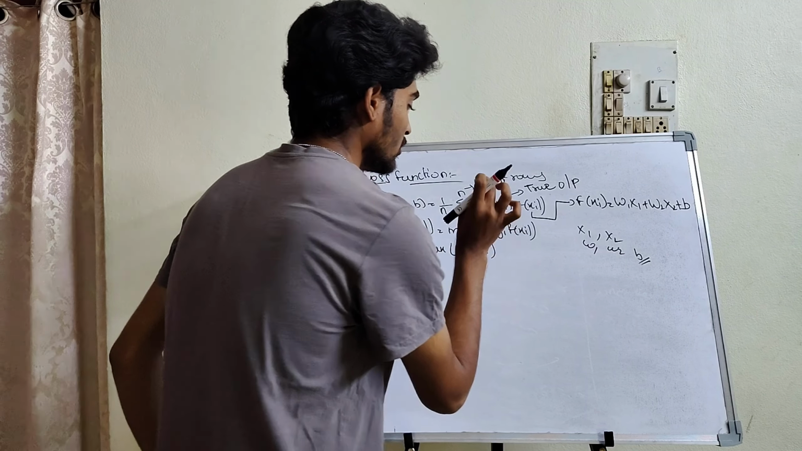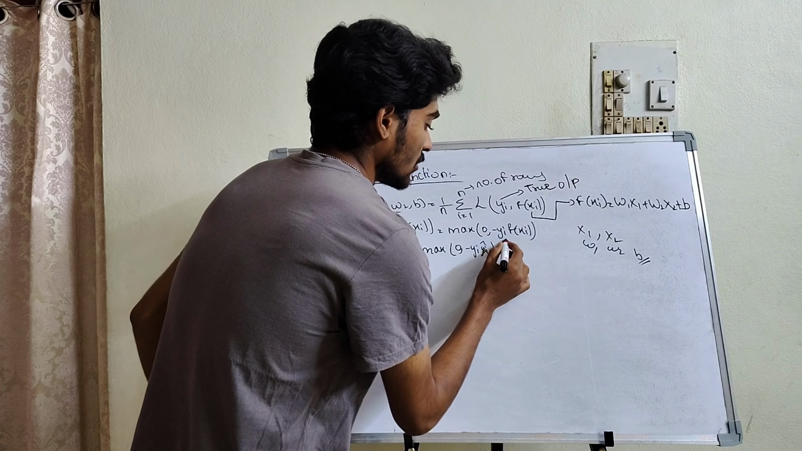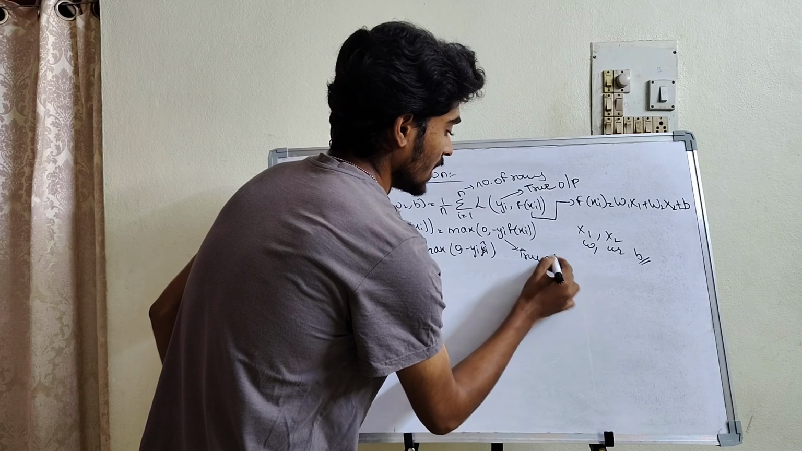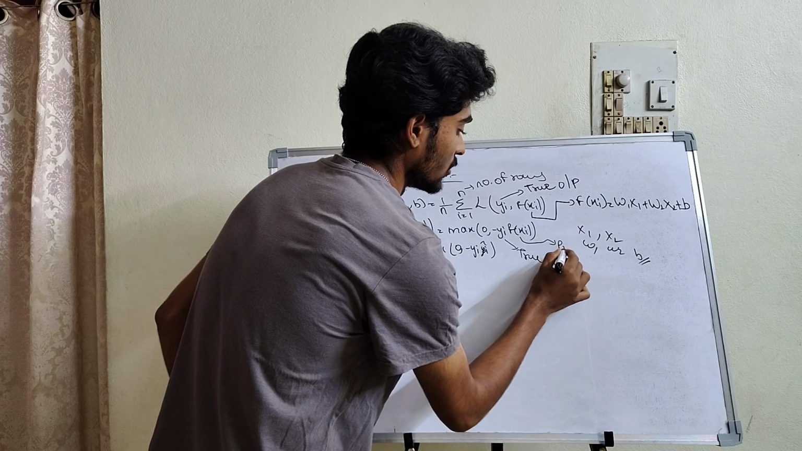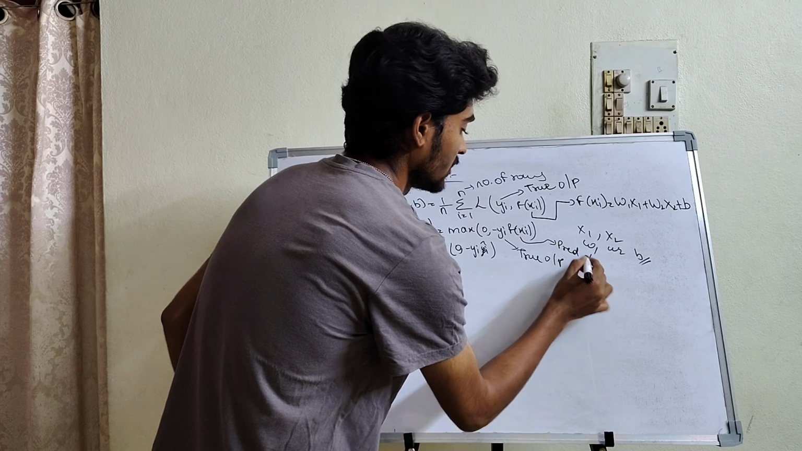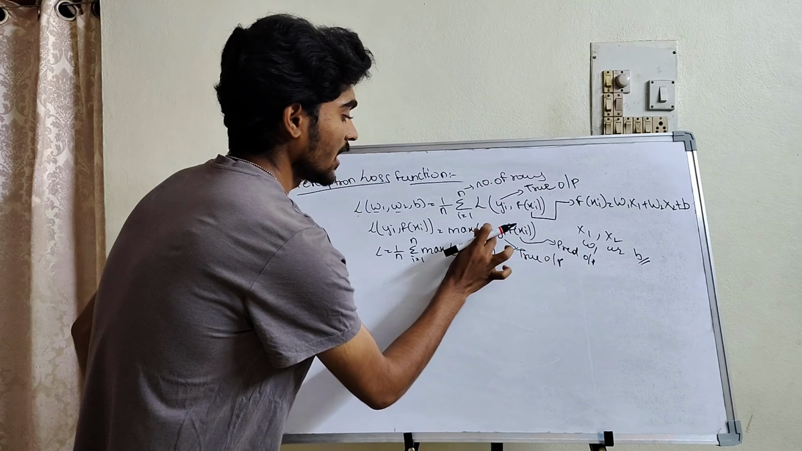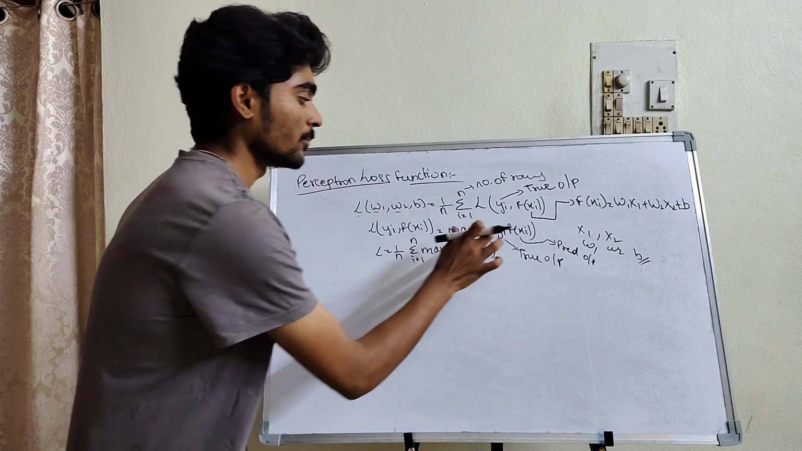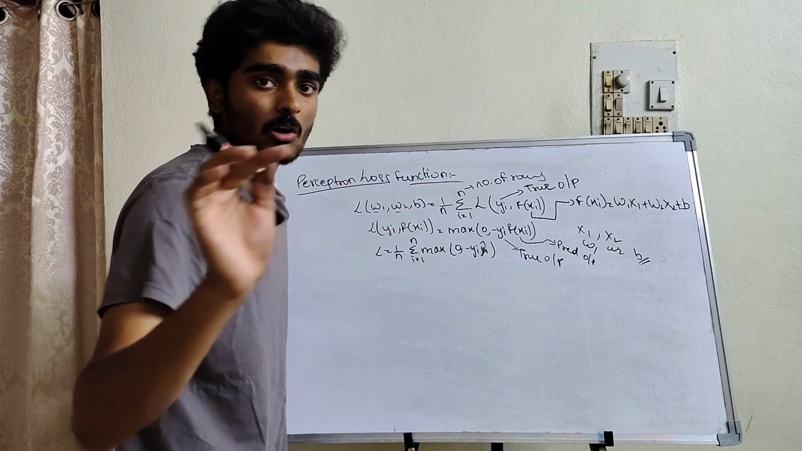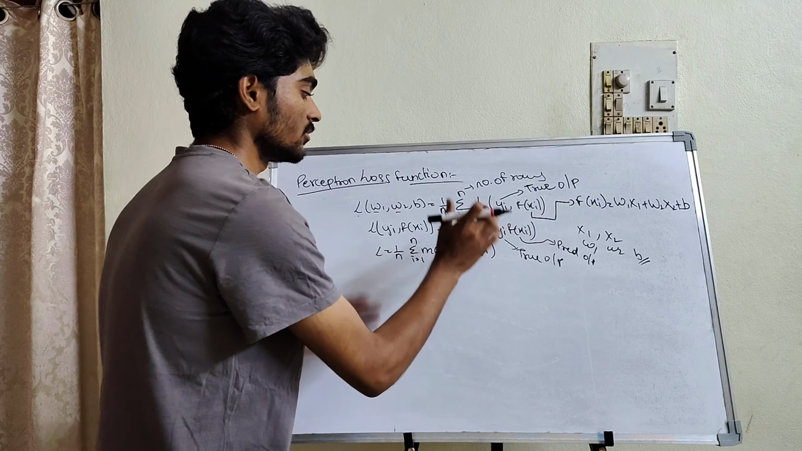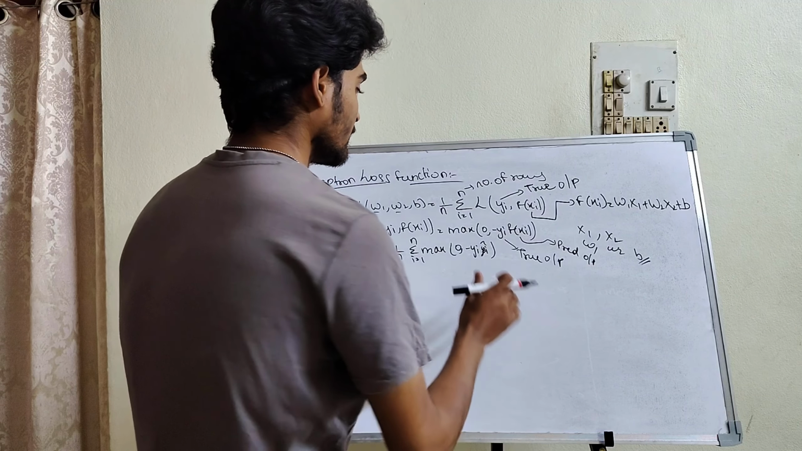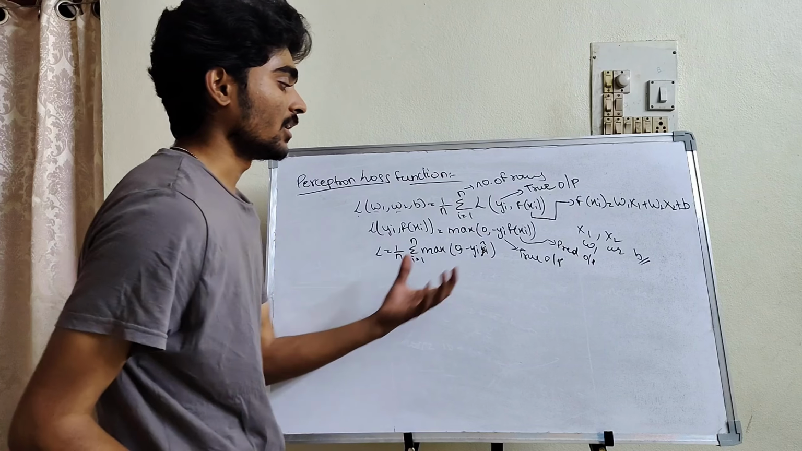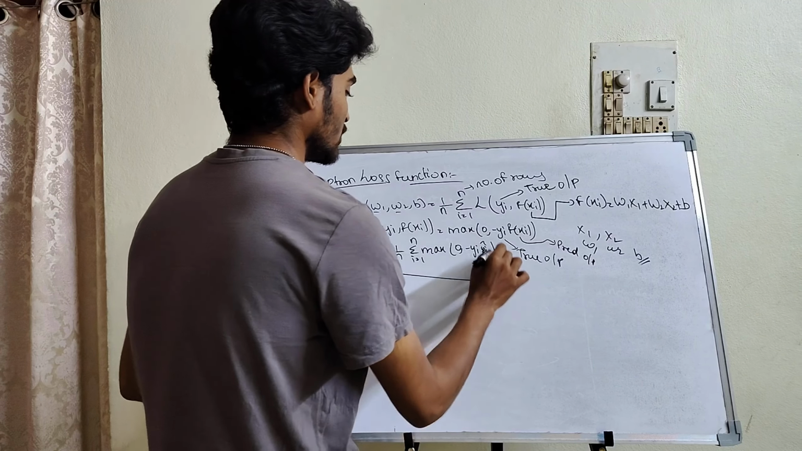Max of 0 comma minus of yi. Y is your true output and f(xi) is your predicted output. You multiply these both and apply a negative sign. The maximum among them is your loss function output. Now let's substitute this in the above formula and rewrite the equation.